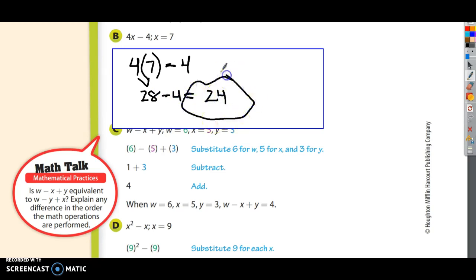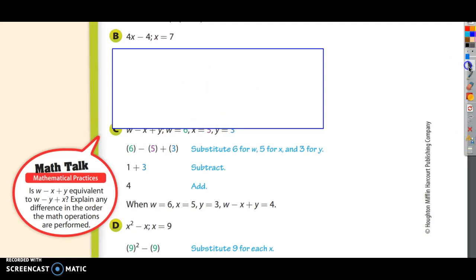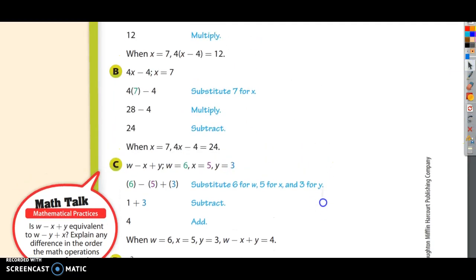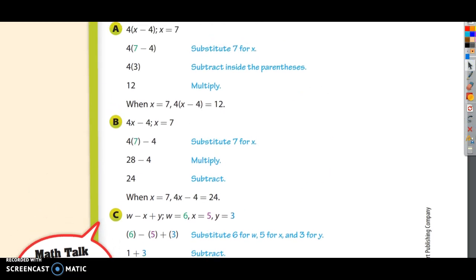Now I'm going to show you both of these right next to each other because it's really interesting. It's what happens when we have operations inside parentheses. 4(x - 4), where x is equal to 7. 4x - 4, where x is equal to 7. You'd think those would be the same problems, but they're really not. In A, you have to do 7 minus 4 first, and you get 3, and then 4 times 3 is 12. And in the second one, you do 4 times x first. 4 times x, x is 7, so 4 times 7 is 28. You do that first. So those parentheses change the order in which we perform these operations.